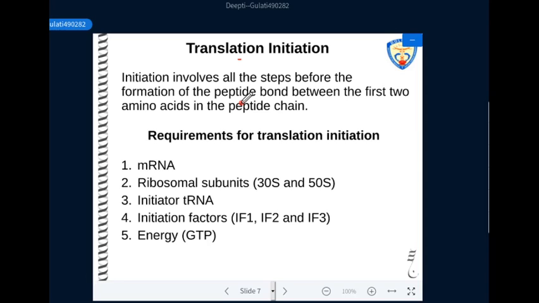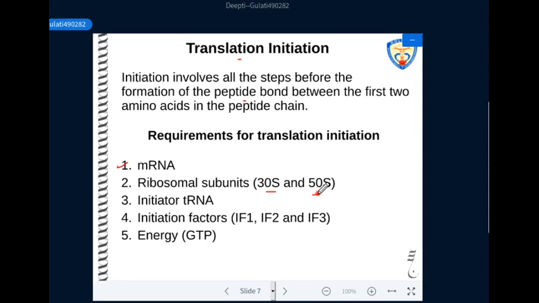So all those steps before the formation of the peptide bond are known as initiation steps. What are the different requirements for initiation? We require a messenger RNA, which has the information that has to be decoded into a polypeptide strand. We require the ribosomal subunits. Here, because we are talking about prokaryotes, the small ribosomal subunit is 30S and the large ribosomal subunit is 50S.